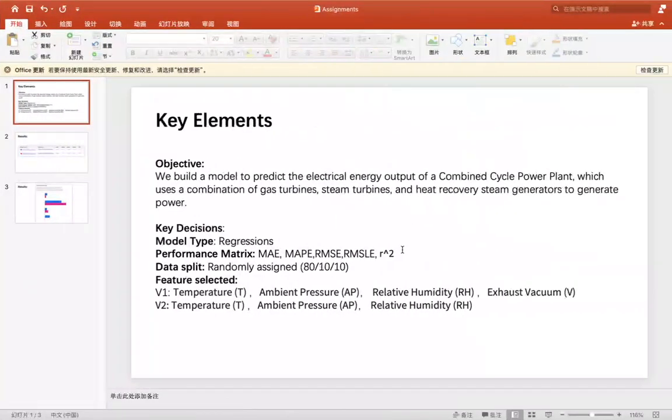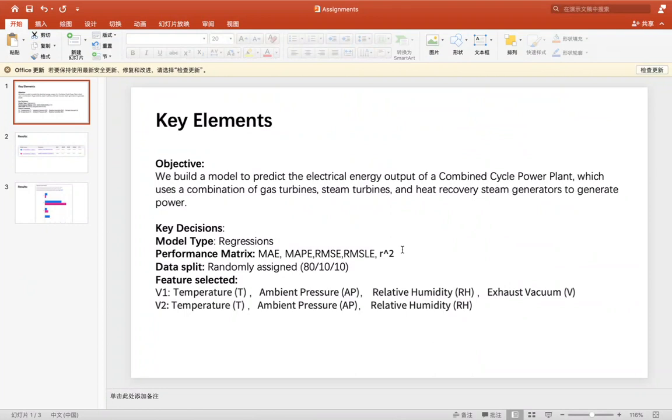Hi, I will present our project on predicting the net hourly electrical energy output of a combined cycle power plant using sensor data. Our goal was to develop a regression model to accurately predict electrical energy output based on ambient environmental readings from 9,568 hourly data points.